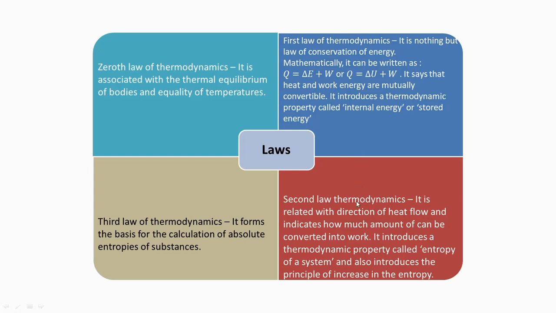Then the second law of thermodynamics is related to the direction of heat flow. Here it says that heat can be converted to work, but it also says how much of the heat can be converted into work. So it introduces a property known as entropy.